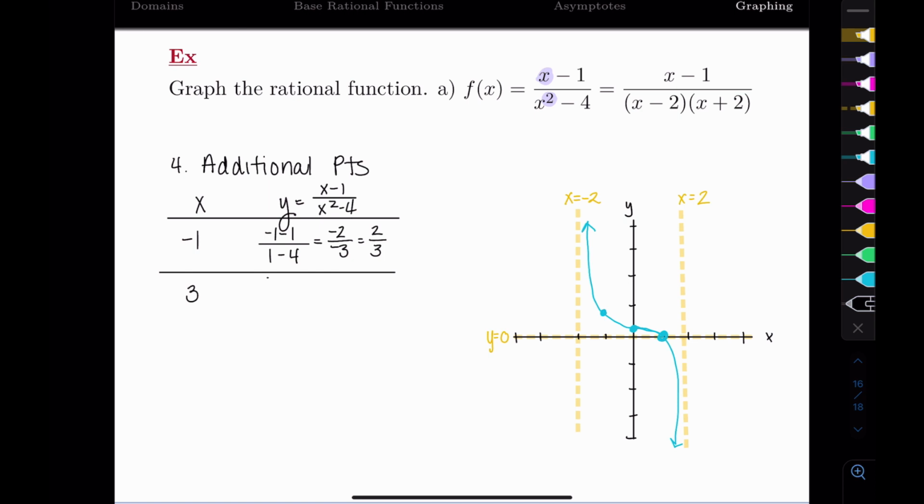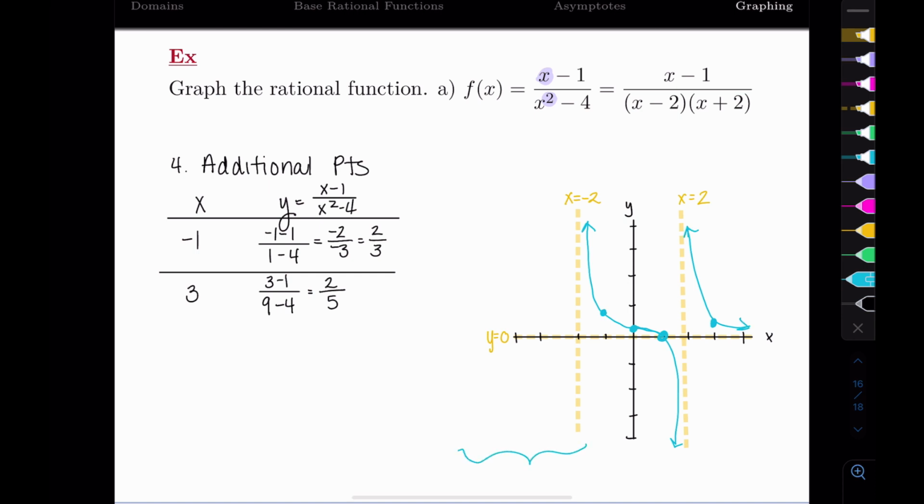So our y value would be 3 minus 1 over 3 squared, which is 9, minus 4. This leaves us with positive 2 over 5. So when x is 3, our y is 2/5, which means we're up here. So that means we're going to have to hug our two asymptotes like this.